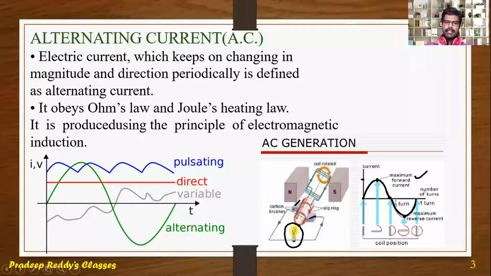Usually, AC current is represented with this graph. Either it can be a sine graph or a cos graph. If the coil is starting from the vertical position, then you will get a sine graph. If the coil is starting from the horizontal position, then you will get a cos graph. So this is the graph which represents the variable current. If the direction of current is constant, it is said to be direct current. If current varies in such a way that there is no proper maximum and minimum, it is said to be variable current.